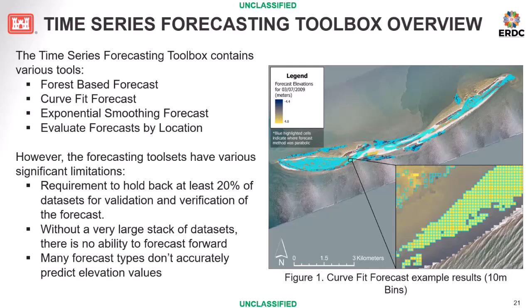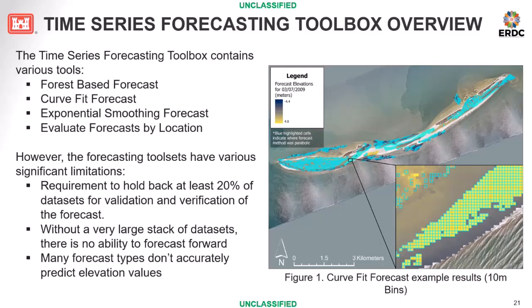And so unless you have a really large stack of data sets, which in this case we don't necessarily have, there's not really an ability to actually forecast forward. It really just forecasts within the space-time cube timing. So you can see here on the right side, there's some curve fit forecast example results. It's forecasting for 2009, even though in this particular case, we have data from 1998 all the way through 2022 in this space-time cube. It's forecasting into 2009 just because it could only forecast so many data sets.